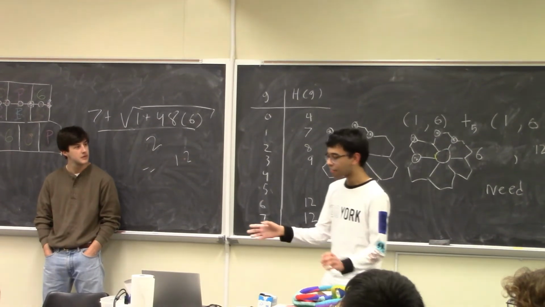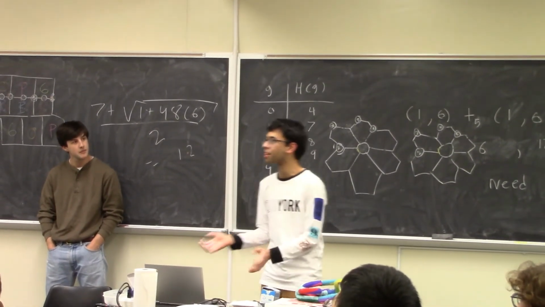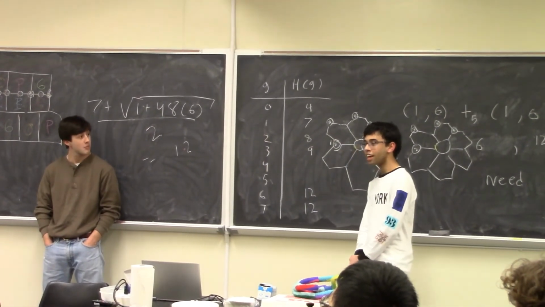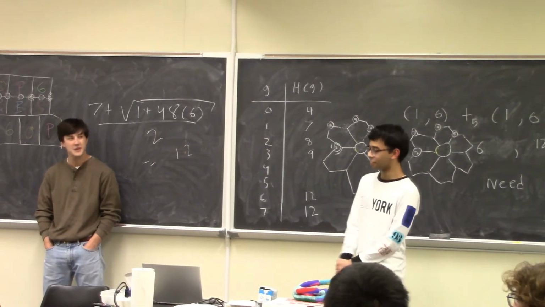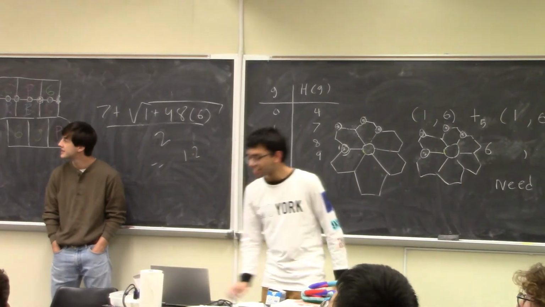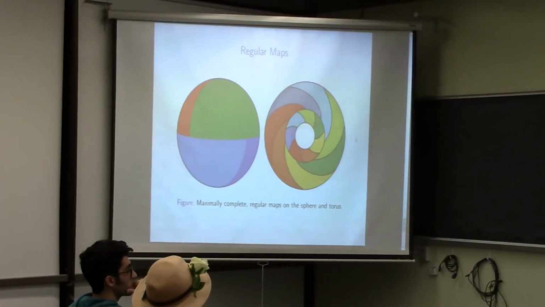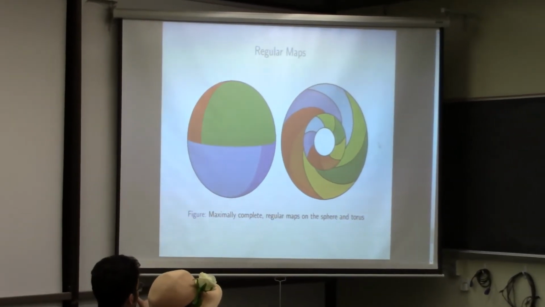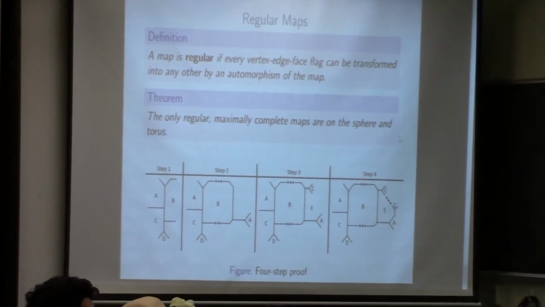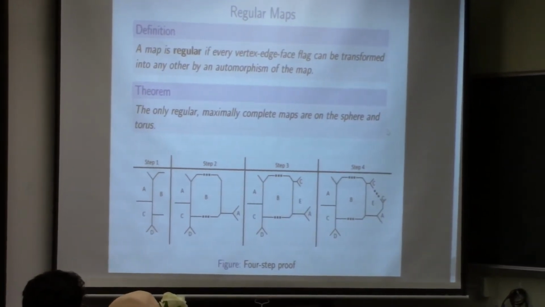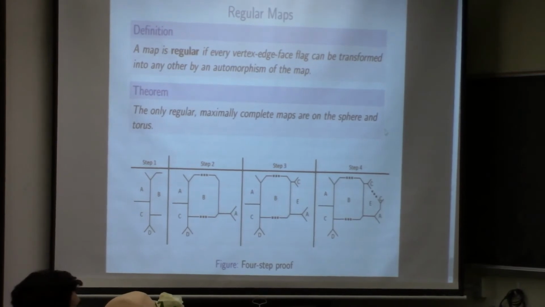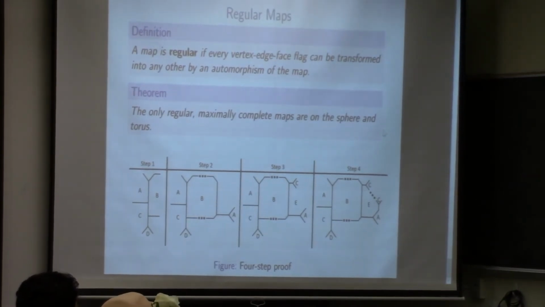So once we found these examples of maximally complete maps, we wanted to see if there were regular maps. And then what we eventually encountered is that it's impossible. So the only regular maximally complete maps are the sphere and the torus. And this is, I would say, our main result. Right. So do you want to talk about it? Yeah, sure.